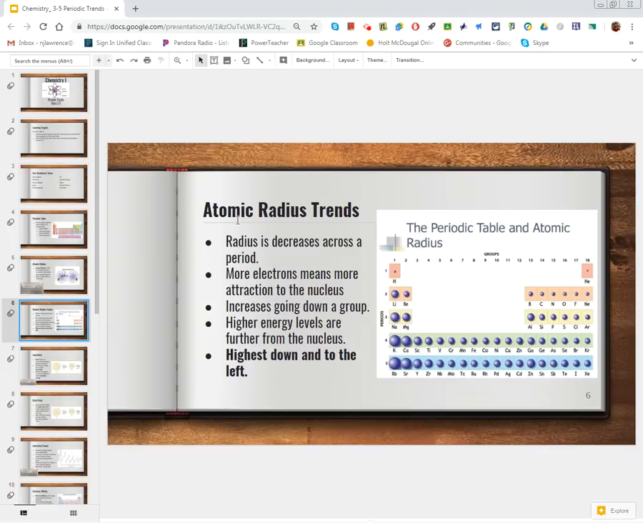So again, when we look at the trend, we see that the atomic radius increases down and to the left. As I go down and I go from right to left, my atomic radius increases. Or another way to think of this is rubidium, or on your periodic table, francium, is going to be the largest atomic radius. And helium will have the smallest atomic radius.